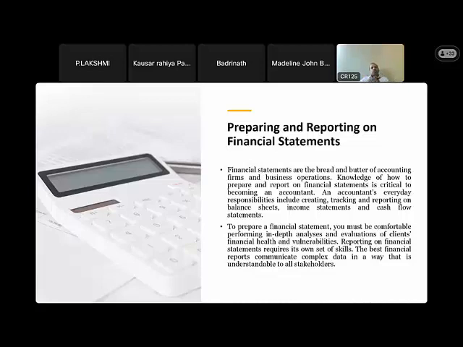And to prepare a financial statement, you must be comfortable performing in-depth analysis and evaluations of clients' financial health and liabilities. Reporting on financial statements is its own set of skills. So guys, you need to understand why this particular point is pretty important. I just wanted to highlight this point: in-depth analysis and evaluation of clients' financial health. When we are talking about financial health, why is it very, very important?